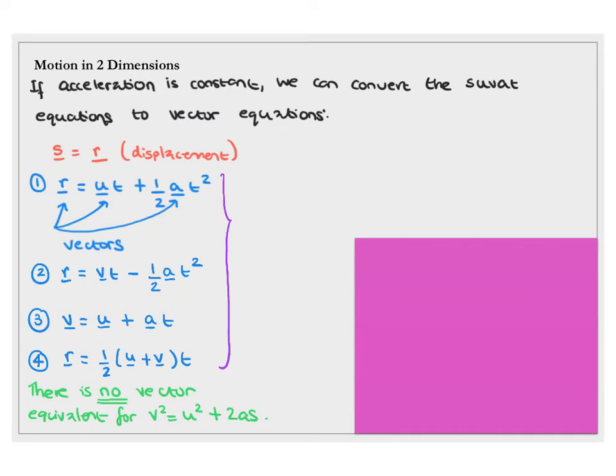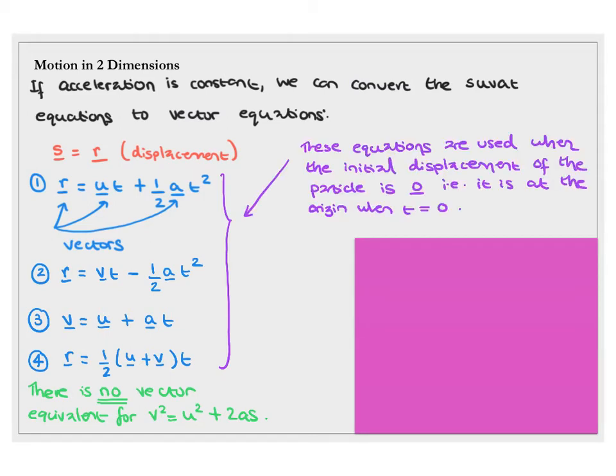Now, one last point of note here is that all four of these equations work when the initial displacement of our particle or our object, which is moving in 2 dimensions, is at the origin. So its initial displacement is the 0 vector. Now, if the particle happens to be at a point which is not the origin at its start of motion, we can adapt these equations, or some of these equations, as you have seen previously when dealing with SUVAT equations and constant acceleration problems where the motion doesn't start at the origin.